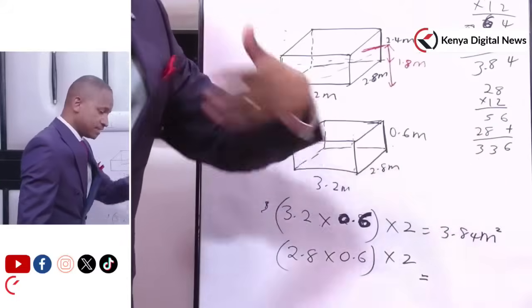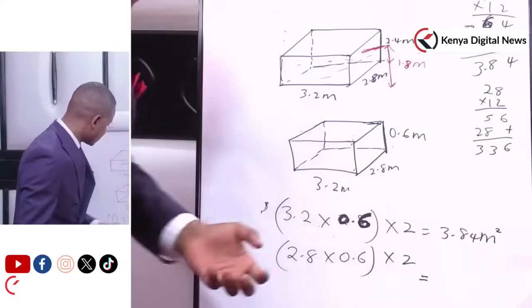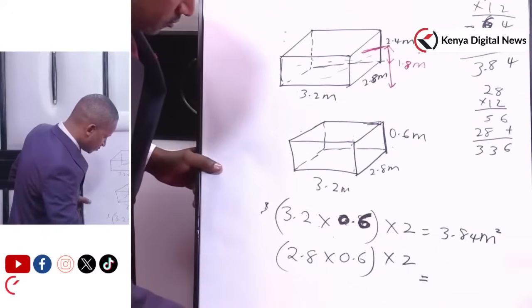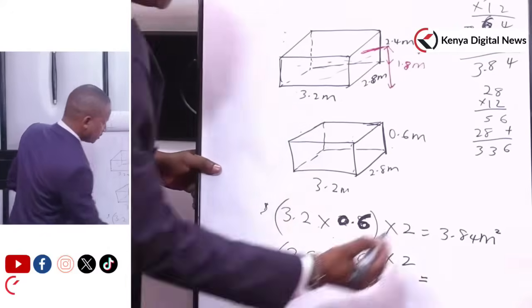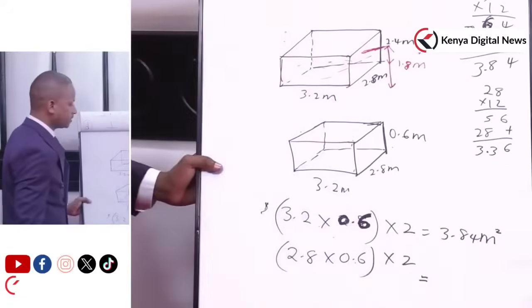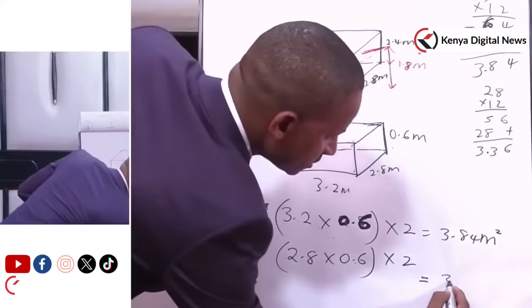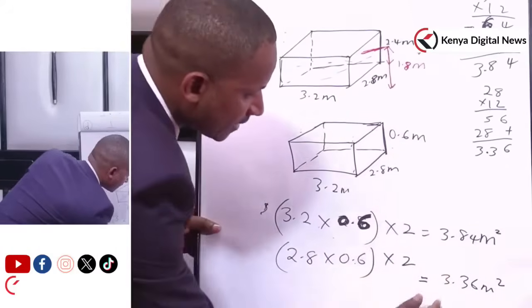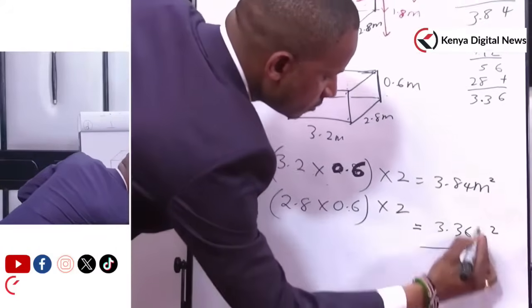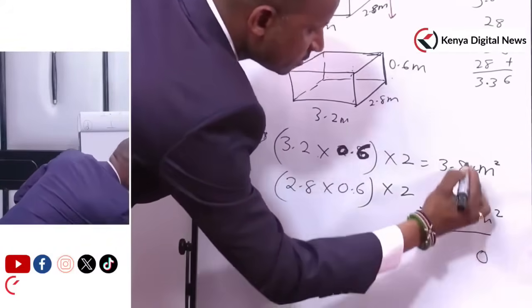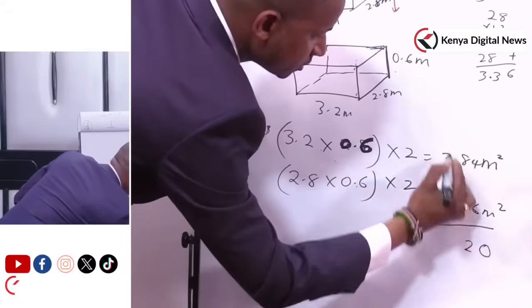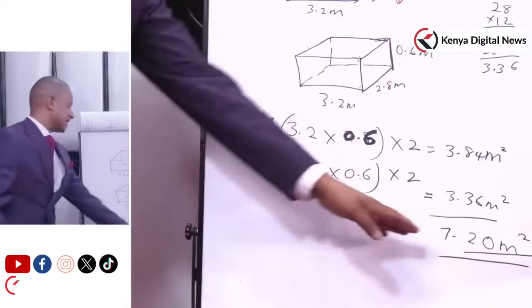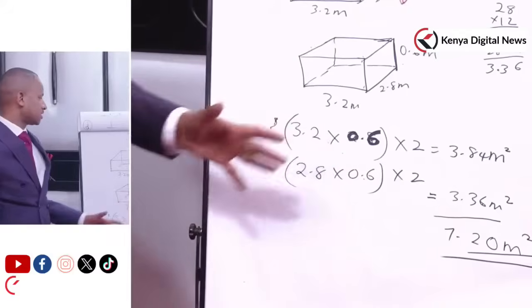16582. Just use your calculator. I don't have a calculator here, so I'm trying to do this, or I'll use a phone. But to 2 decimal places, that is 3.36. So this is 3.36 meter squared. Then you add the two, you get 7.2 meter squared. So this is the area that is not in contact with water.